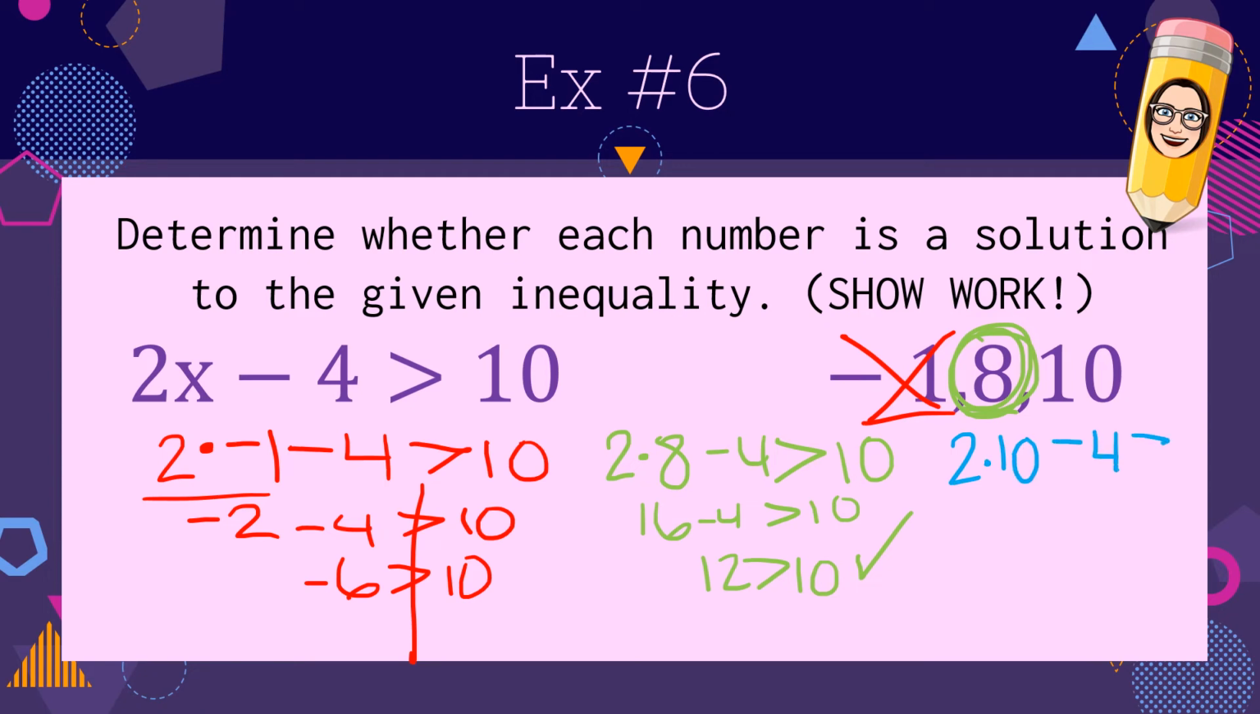Let's do less work though. Like I want to see what I have written here in blue. I replace the x with a 10. But let's do mental math. 2 times 10 is 20. 20 minus 4 is 16. See how I just skipped one little step? Is 16 greater than 10? Yes, that's good. That's true. 10 is good to go.